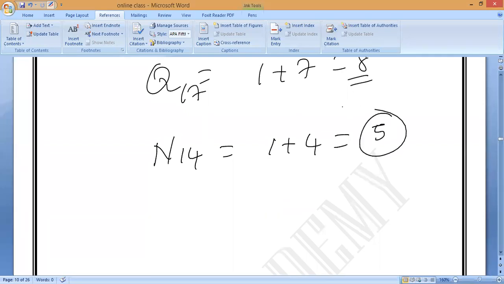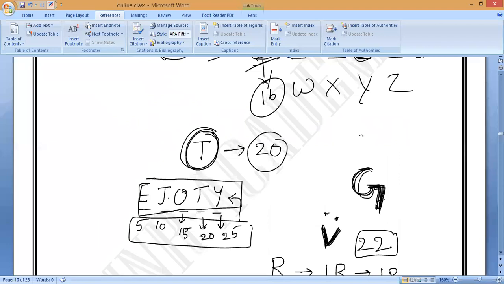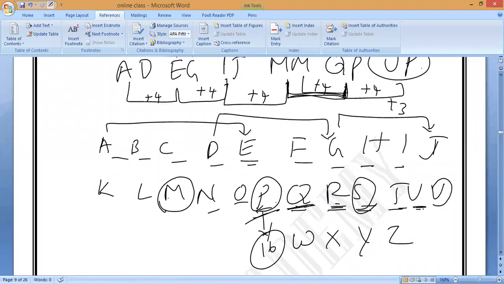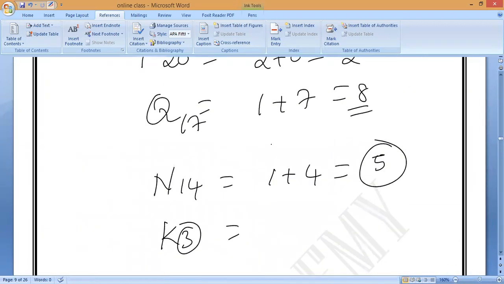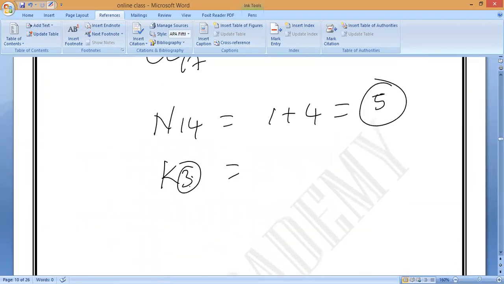How much? 5, sir. 5. But K3, what is the K? K value, how much are K coding? K is coming before KLM. So M is 13, K is 11. It is not coming 3. K is 11. 1 plus 1, which is equal to 2. It is not equal to 3.